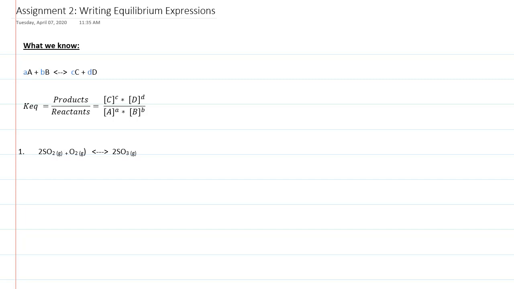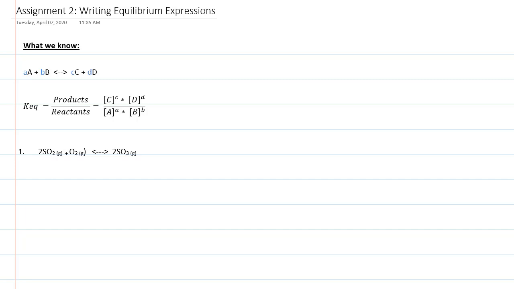So in this case, the lowercase letters represent the molar value, the coefficient, and the uppercase letters represent the species or the compound we're looking at. When we take our products into the Keq equation, it's the species, capital C, to the power of its coefficient, in this case the lowercase c. Then we multiply it by anything else on the product side, and this could keep going if we had more things. Then we divide it by the concentration of A to the power of its coefficient, multiplied by the concentration of B to its power as well.